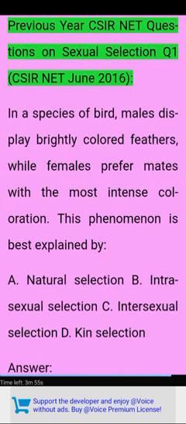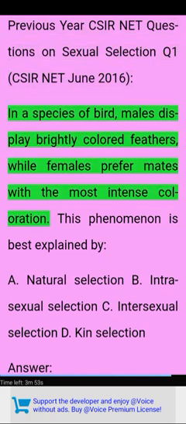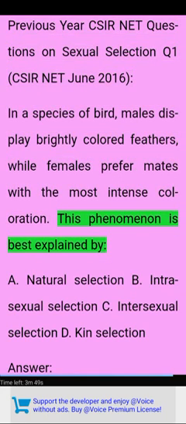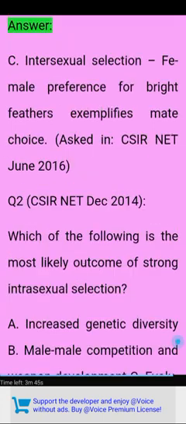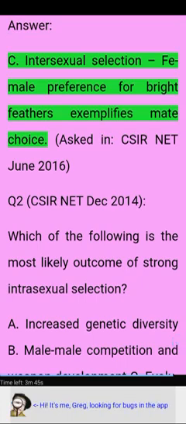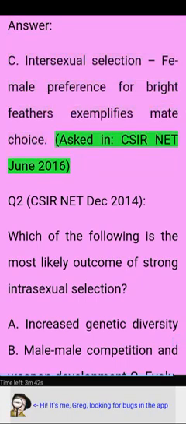Previous year CSIR NET questions on sexual selection. Q1, CSIR NET June 2016. In a species of bird, males display brightly colored feathers, while females prefer mates with the most intense coloration. This phenomenon is best explained by A, natural selection; B, intrasexual selection; C, intersexual selection; D, kin selection. Answer: C, intersexual selection. Female preference for bright feathers exemplifies mate choice. Asked in CSIR NET June 2016.